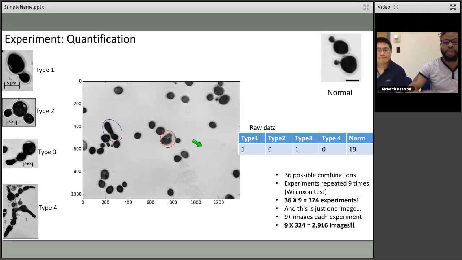So just to give you a picture of how extensive this project can be, there are 36 possible combinations of Epsin 2 and yeast tip 1 truncations. And in order to test for significance, these experiments need to be repeated 9 times. So that's 36 times 9, which is 324 experiments. And this image you see right here is just one image. Usually 9 or more images are required for just one data sample. So that's 9 times 324, which is 2,916 images for this experiment. So as you can see, that is a lot of images even for one person to go through.